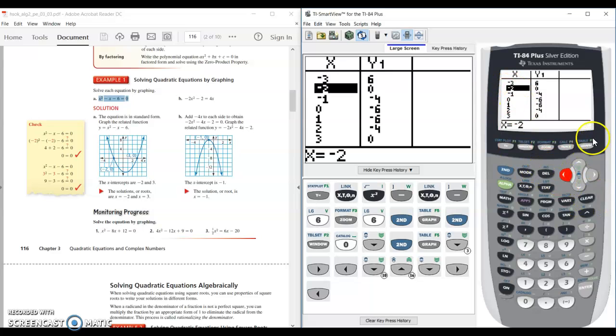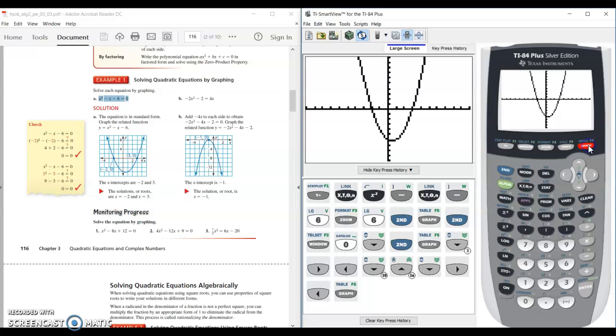Now, if you want to go back to the graph, just push graph. It'll go back to the way you just had the graph. We're going to do what's called calculate a 0. We're going to make the calculator do the work.